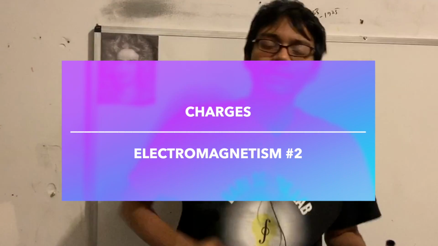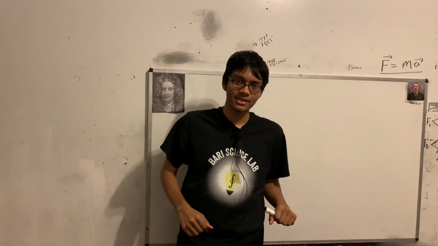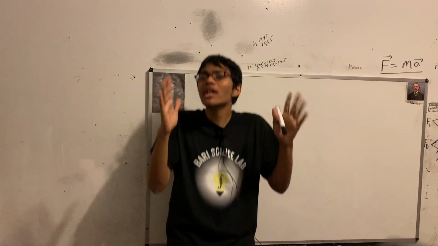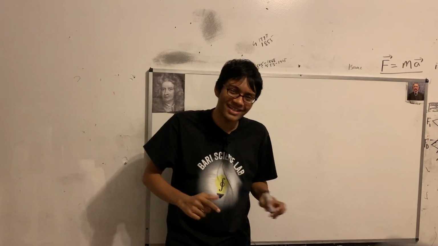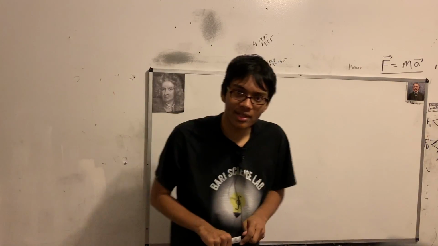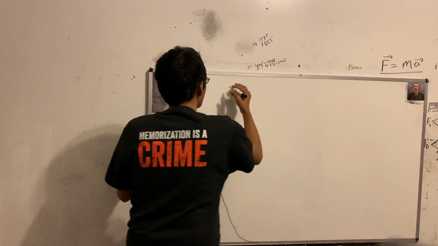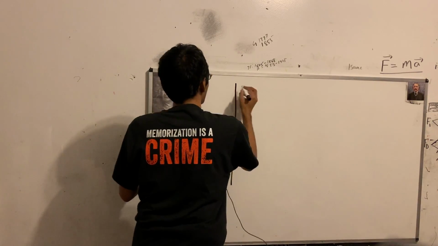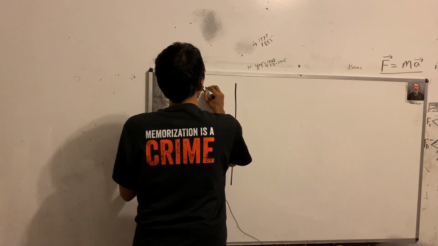Alright folks, welcome back to the next lecture in electromagnetism. Today we're going to be taking a look at the three fundamental particles of electromagnetism. What are those three particles? Well, let me go ahead and write them down for you, alright? So we're going to be analyzing all three of these particles.